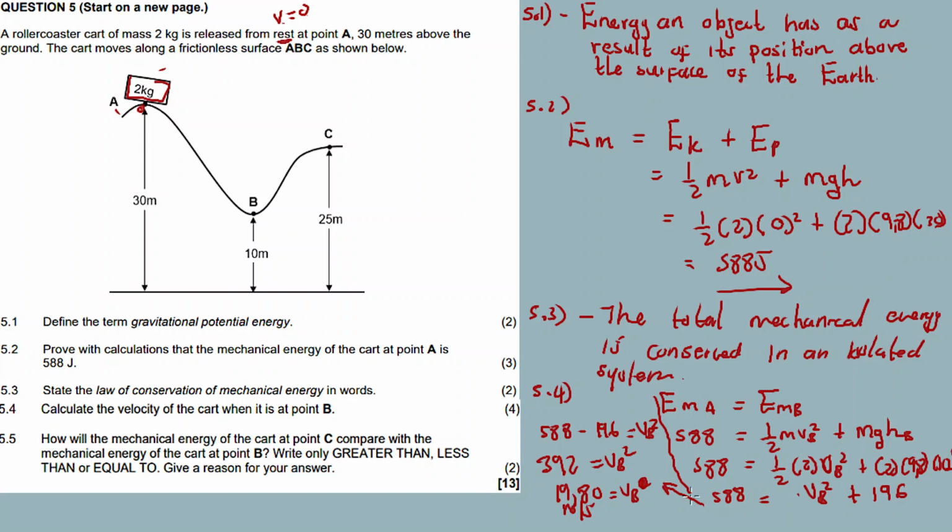Alright, last question, 5.5. How will the mechanical energy of the cart at point C compare with the mechanical energy of the cart at point B? Write only greater than, less than, or equal to. Give a reason as well. So the mechanical energy at C is equal to that at B.